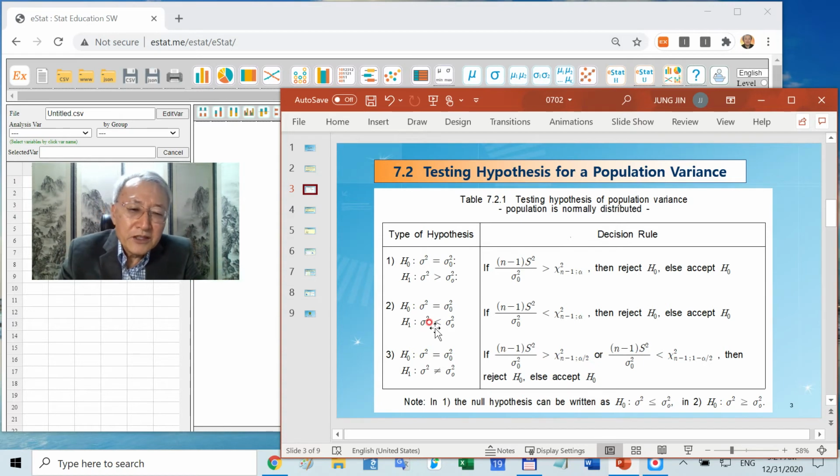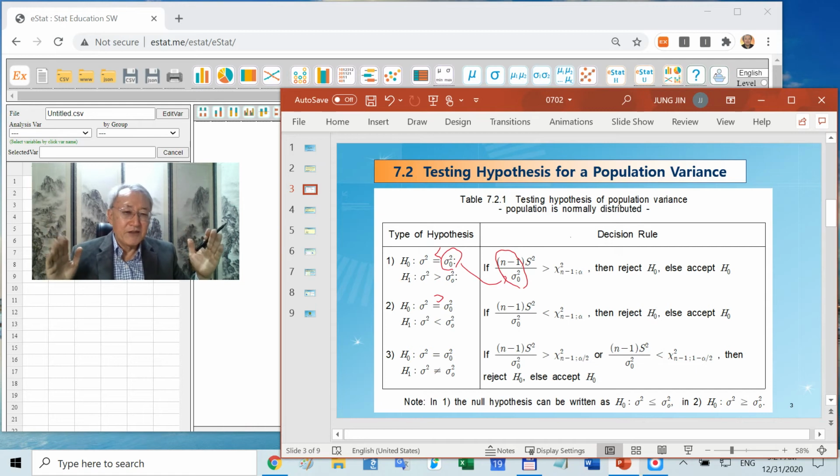Here it is. There are three types of hypotheses. The H0 looks like this, but as we mentioned already, if it is greater than, you may consider this as less than, and if it is less than, you may consider this as greater than. That's the same kind of decision rule. If it is a right tail test, for the sample statistic, instead of sigma square, we just use S square. If this constant multiplied by S square is greater than the chi square critical value in the right tail, then we reject. In case of a left tail test, if it is less than this value, you will reject.